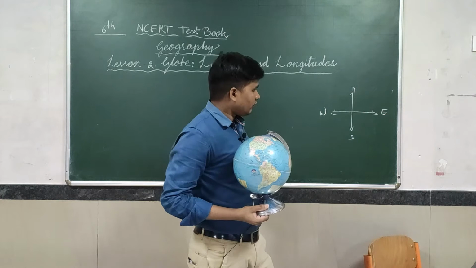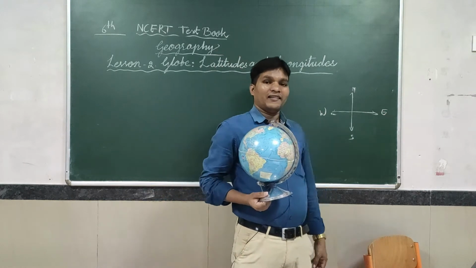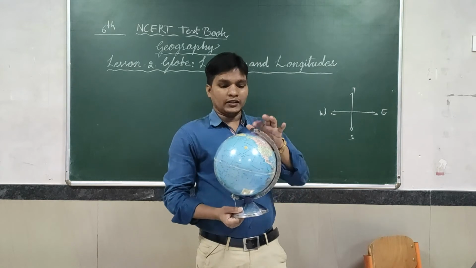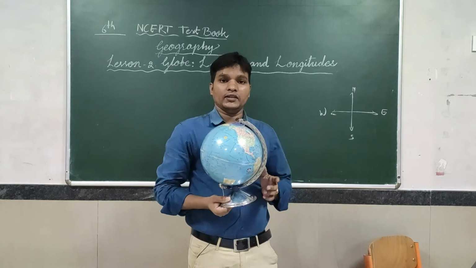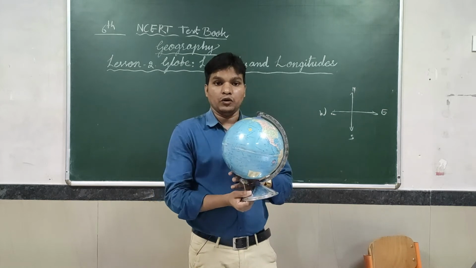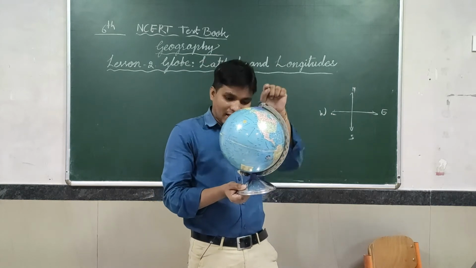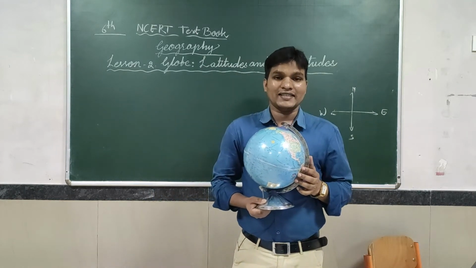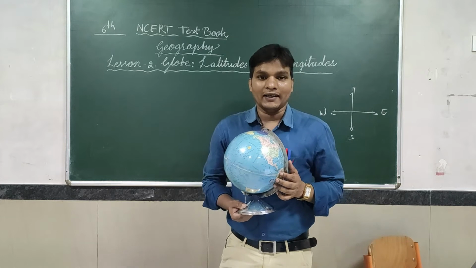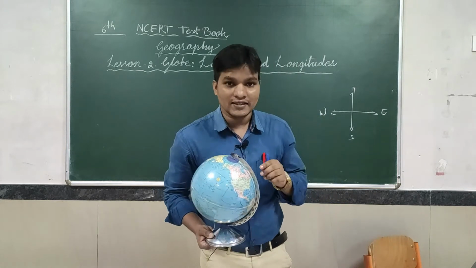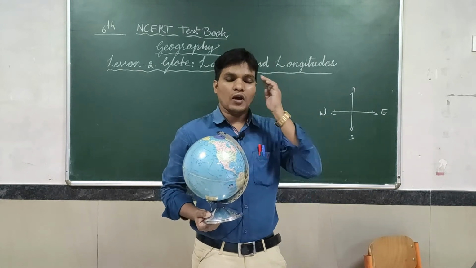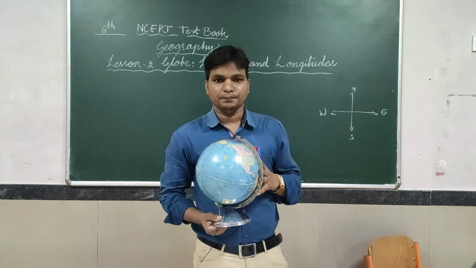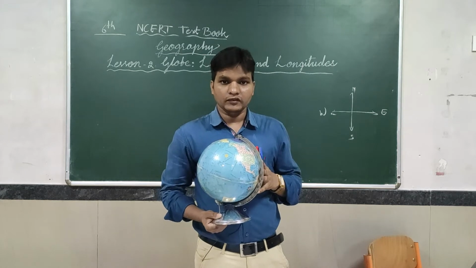The Earth is always rotating, and the two places it touches are called the North Pole and the South Pole. The line joining the North Pole and the South Pole is called the axis. The axis is not a real line, it is an imaginary line. So you have to imagine that it has a line. We have to imagine it. Are you getting my point?